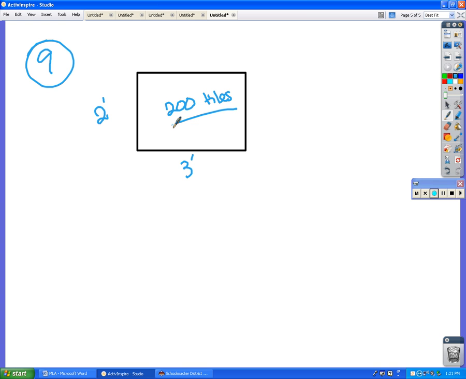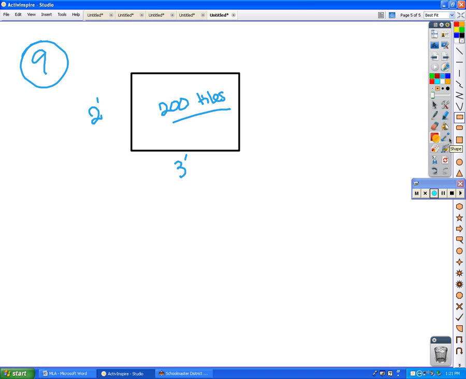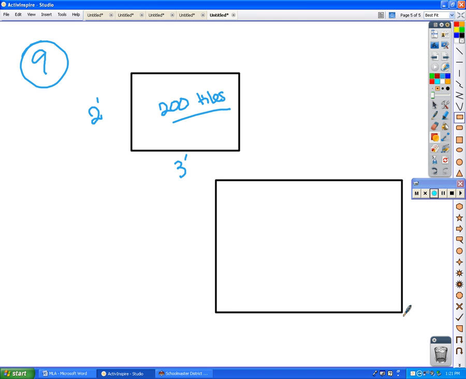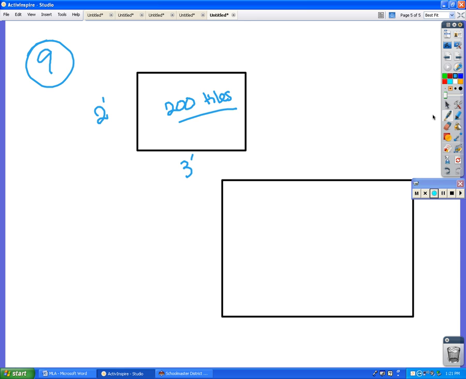He will cover a wall with dimensions 10 feet by 15 feet using the same size tiles. So the entire wall is going to be 10 feet by 15 feet. How many tiles will he need? Okay, so the first thing you do is you look at that and you say, what is the ratio between the sides of this rectangle and this rectangle?